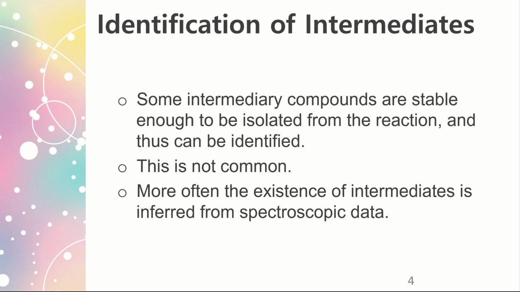So in some cases, we are able to identify the intermediates, right? Some of them are stable enough to be isolated from the reaction, and thus they can be identified. This is, however, not common. More often, the existence of intermediates is inferred from spectroscopic data. So we look at the spectroscopic data and we can say, okay, perhaps this is the pathway that the reaction took.